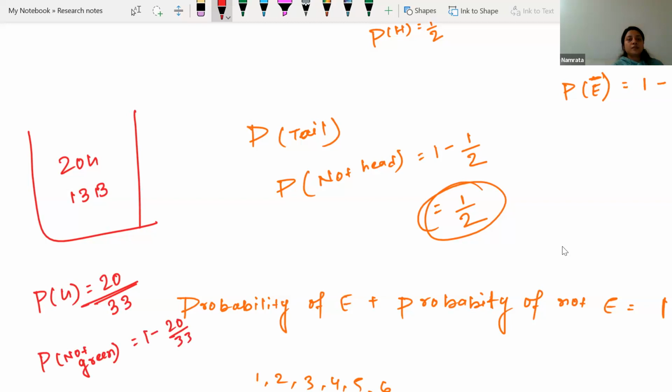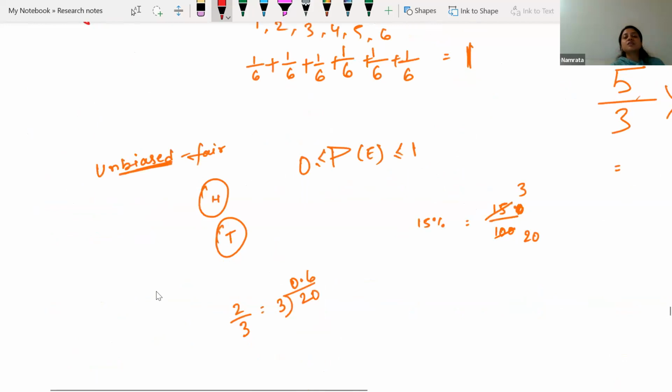And what does not green mean? The extra is blue, so not green can also be called a blue ball. So with the help of green only, you can find not green. Now what's the use of this not green? Not green means blue only, because there are only two different types of ball, green and blue. If something is not green, that has to be blue. Okay, so this is the second formula which we have discussed.